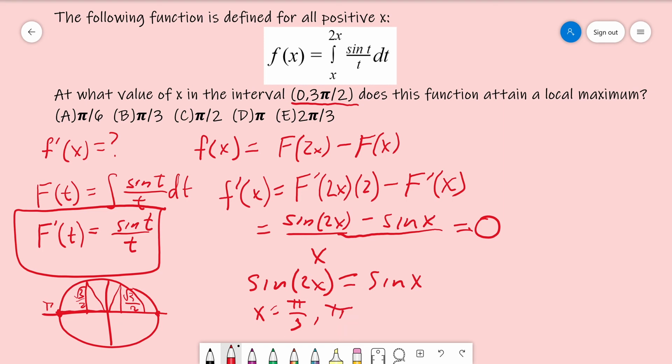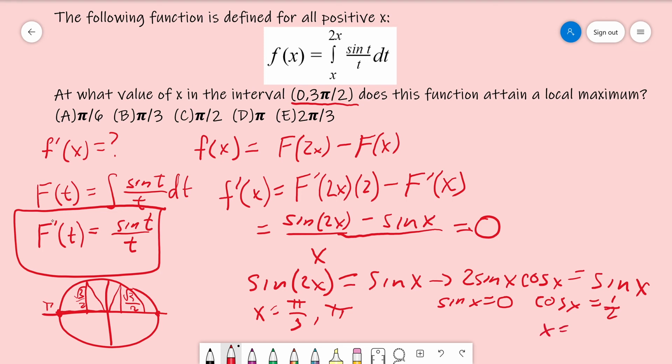Another way to solve this equation is to use the double angle formula. Remember that sine of 2x is the same as 2 sine x cosine x. So if you write this out, then you can factor out a sine x. So you know that either sine x has to equal 0, which gives you the pi solution, or that cosine x equals 1/2, which gives you that x equals pi over 3.